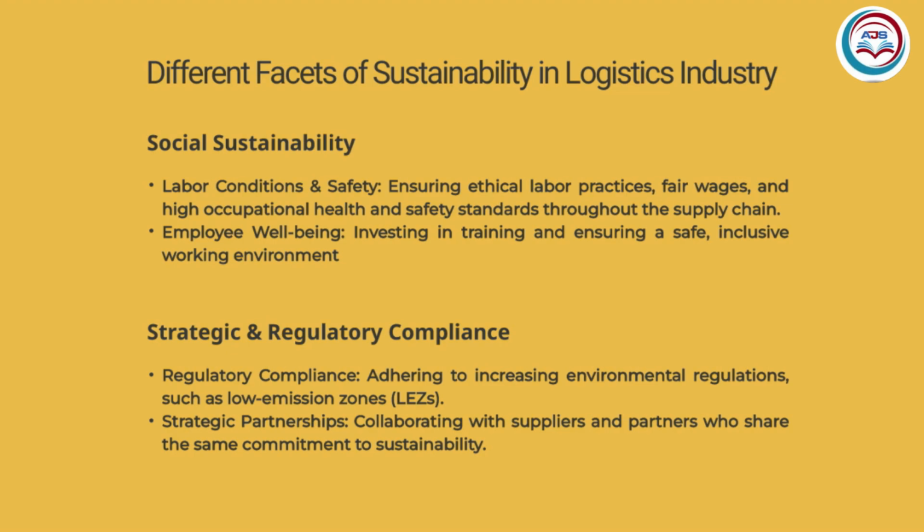Now, moving to social sustainability, which is equally vital. Ensuring labor conditions and safety means upholding ethical labor practices, offering fair wages, and maintaining high occupational health and safety standards throughout the entire supply chain. This is about respecting and caring for the people who make our industry work.